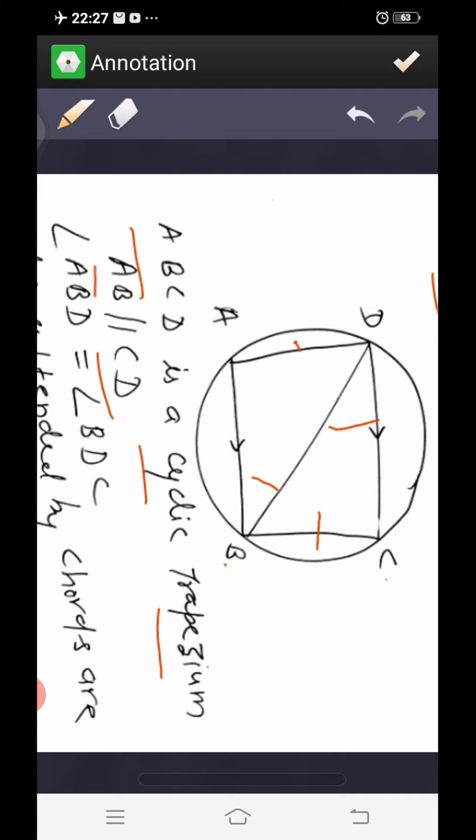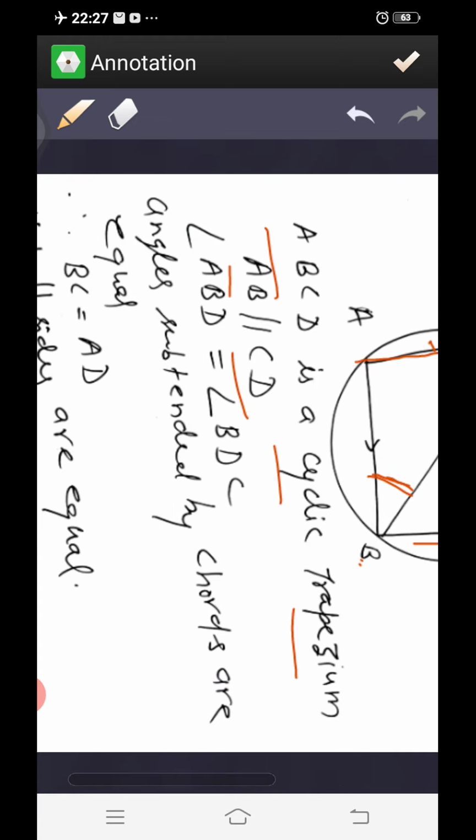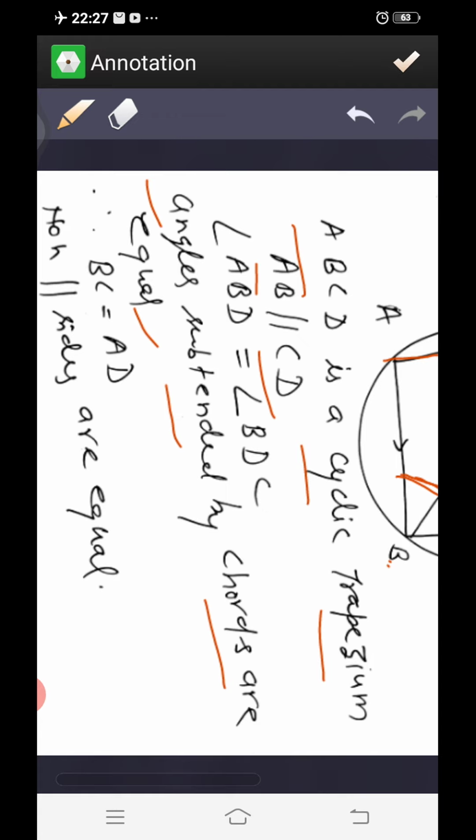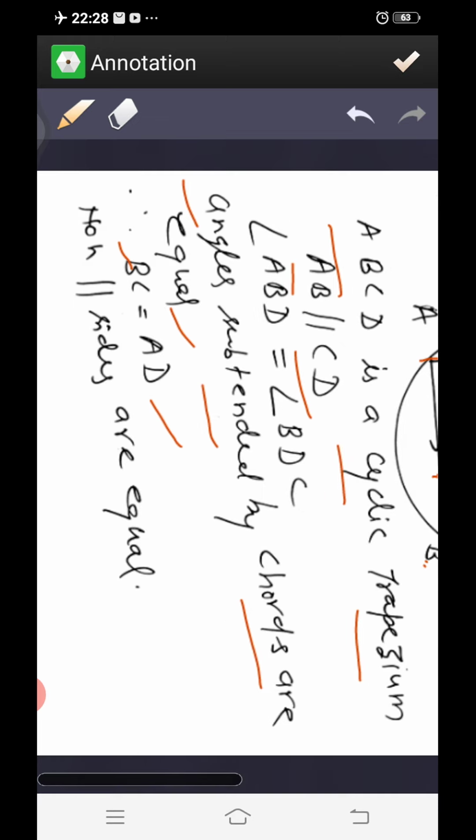Angle ABD is subtended by arc AD and angle BDC is subtended by arc BC. Both arcs are subtending equal angles. We can see that angles subtended by the chords are equal. Angles subtended by both chords AD and BC are equal. Therefore, BC equals AD. Therefore, the chords will be equal. If angles are equal, then chords are equal. If chords are equal, then they will subtend equal angles. So, therefore, the non-parallel sides are equal.